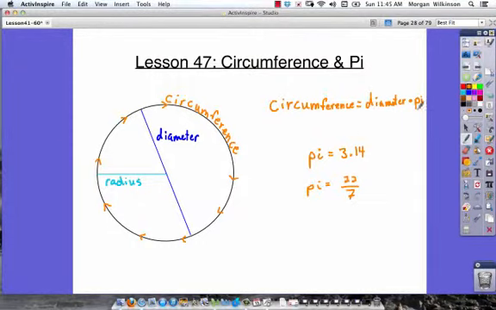Pi is a special relationship. Pi is always equal to the circumference divided by the diameter. So if we want to find the circumference, we use this formula. This is a key one. Make sure you've got this written down in your notes. Circumference equals diameter times pi. Let's look at our first example today.